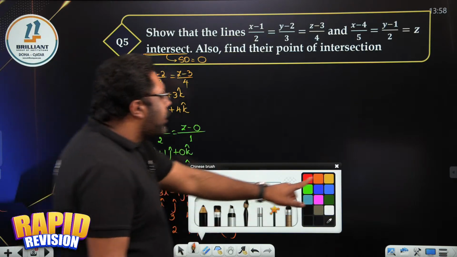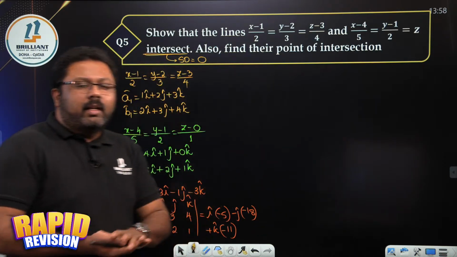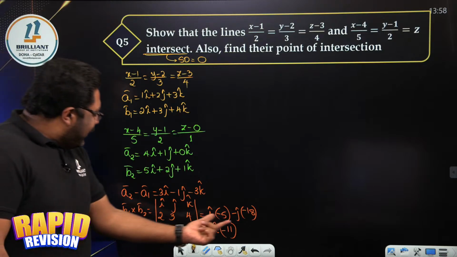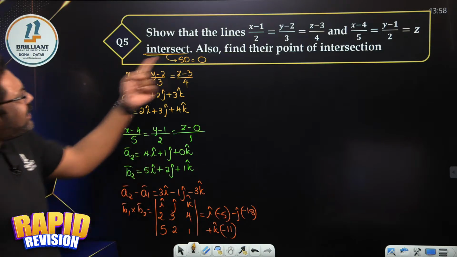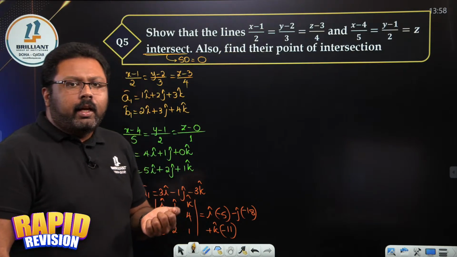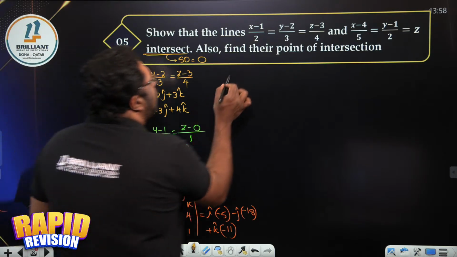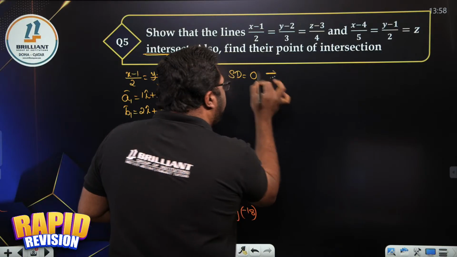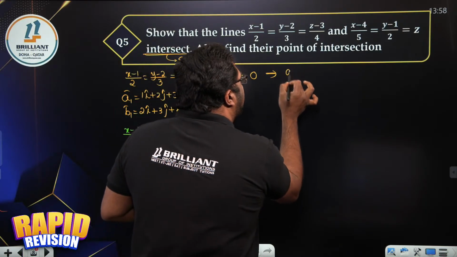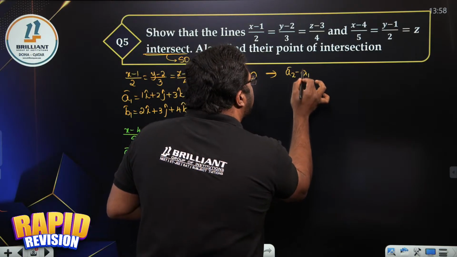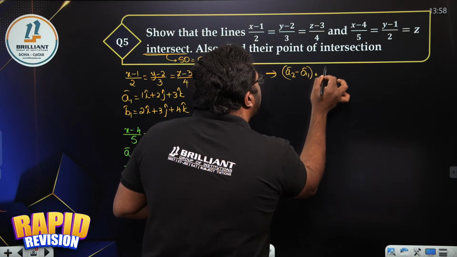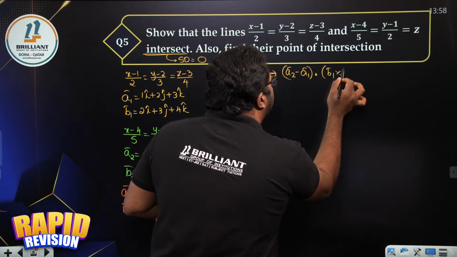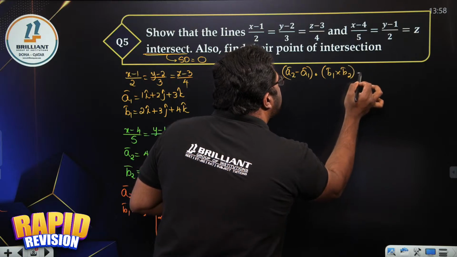Now I'm trying to find the shortest distance. Now here actually I need not show b1 cross b2 because they are saying that the lines are intersecting. If the lines are intersecting, then the shortest distance is 0, and that implies that the numerator, my dear students, if the shortest distance has to be 0, the numerator in the formula should be 0.